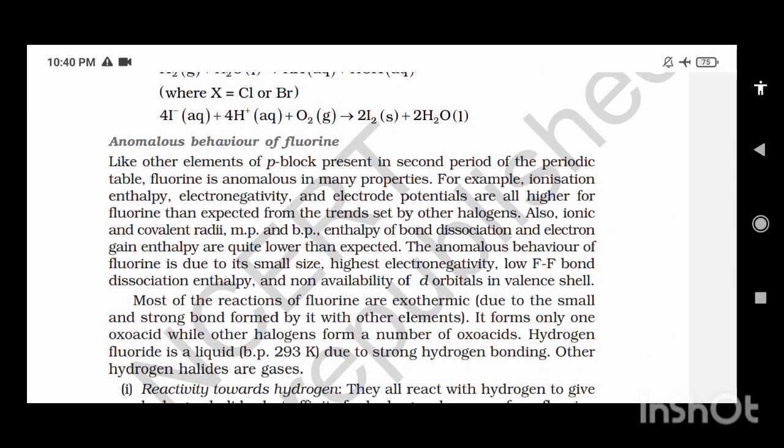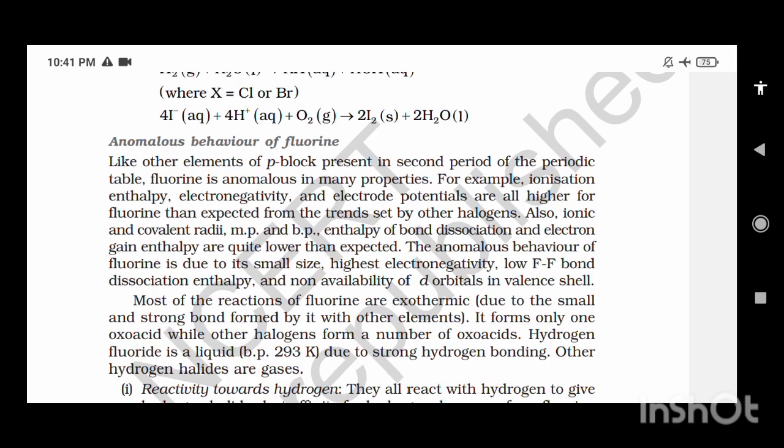Like other elements of the p block present in the second period of the periodic table, fluorine is anomalous in many properties. For example, ionization enthalpy, electronegativity, and electrode potential are all higher than expected from the trend set by the other halogens. Also, ionic and covalent radii, melting point, boiling point, enthalpy of bond dissociation, and electron gain enthalpy are quite lower than expected.